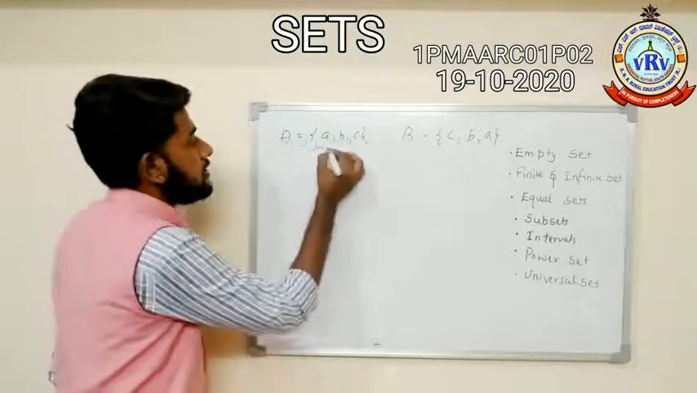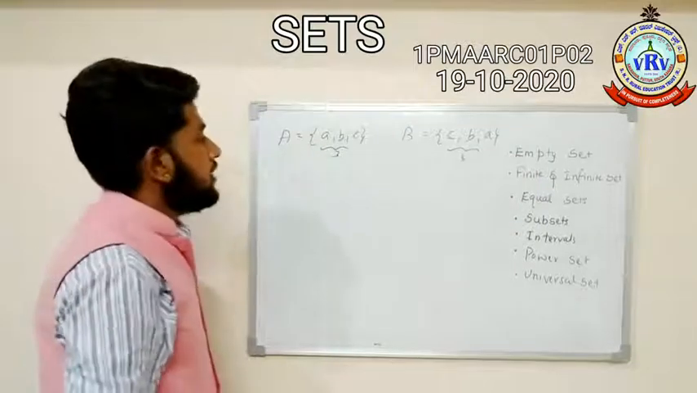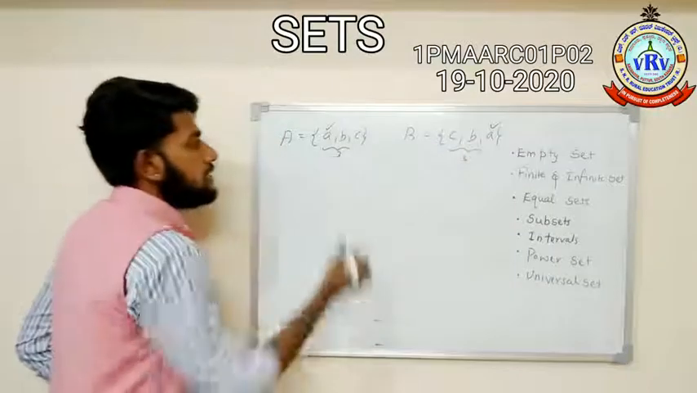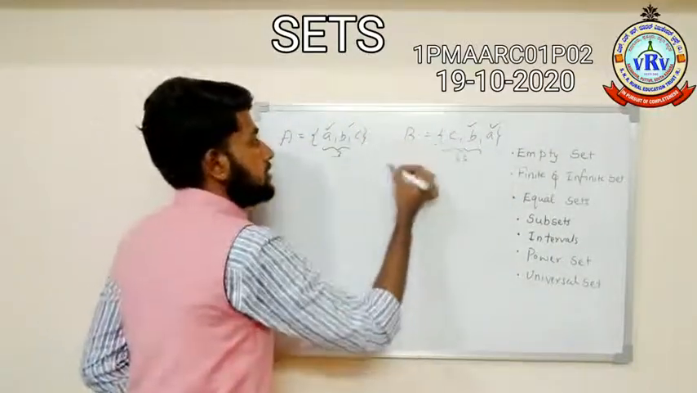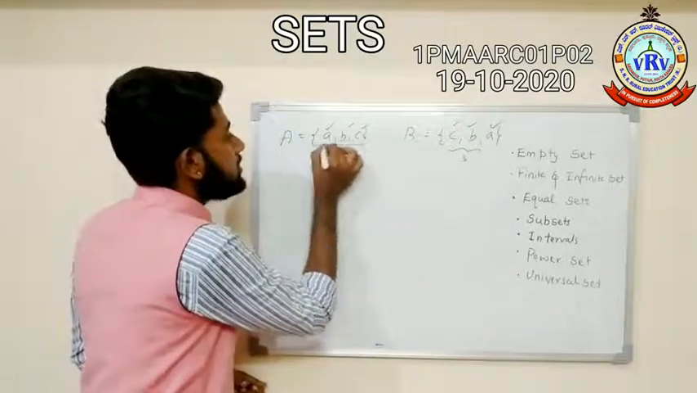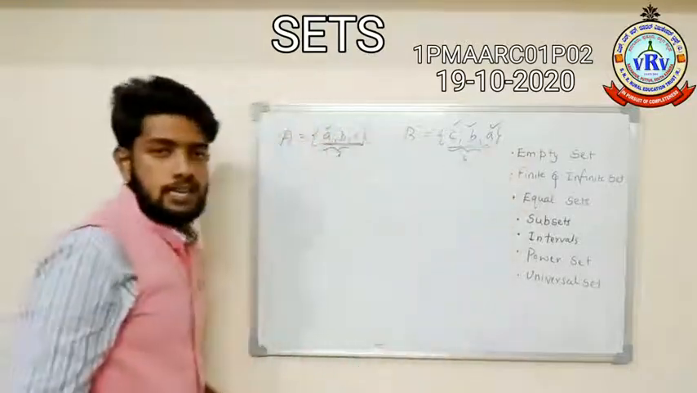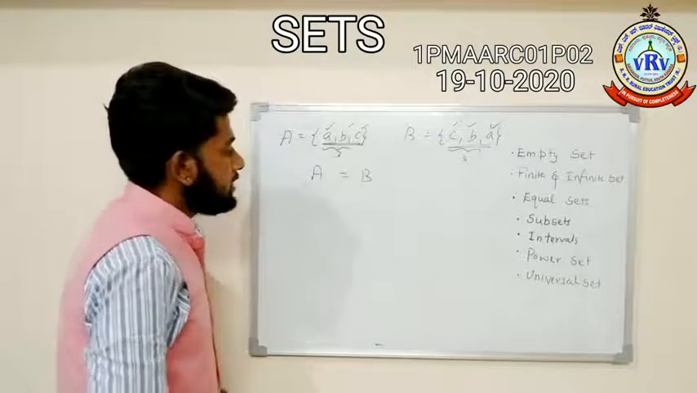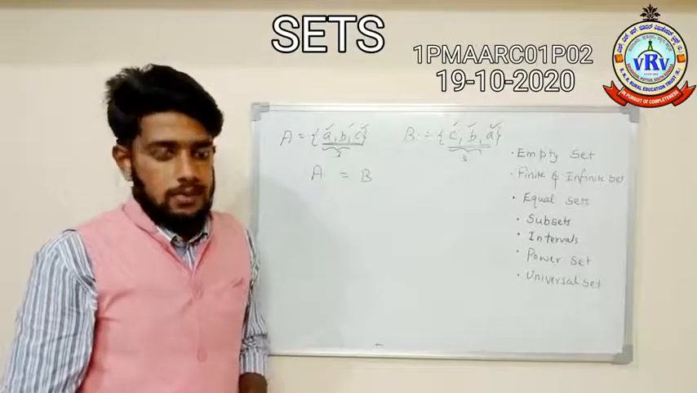Now you can observe there are 3 elements in set A and 3 elements in set B. A is present in set A and in set B, B is present in set A and in set B, C is present in set A and in set B. So all the elements in set A are there in set B, therefore A is equal to B, or we can say A and B are two equal sets.